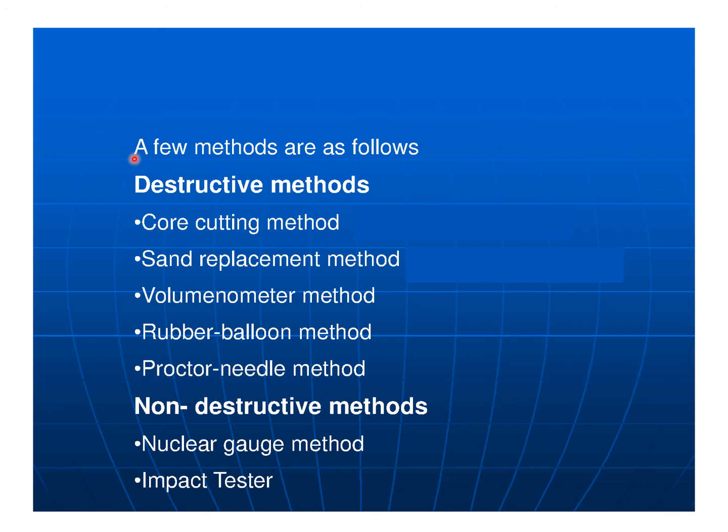Methods which can be used in the field. Destructive methods are the core cutting method, sand replacement method, volumetric method, rubber balloon method, and Proctor method. As far as the non-destructive methods are concerned, they are the nuclear gauge method and the impact tester. In destructive methods, the core cutter method, which is mainly used for clays, and the sand replacement method, also called the sand cone method, which is applicable to a variety of soils, are used extensively in the field.